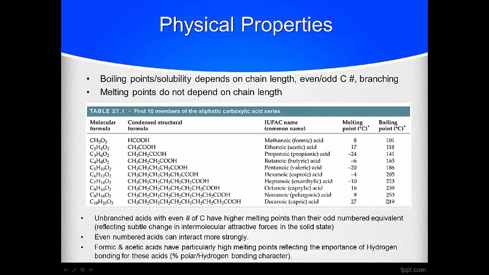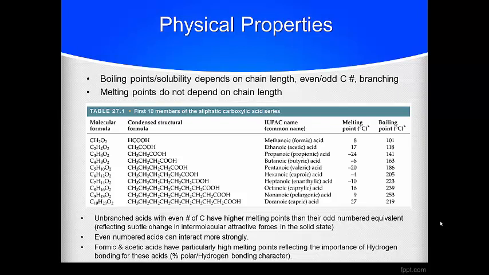Okay, so melting points do not depend on the chain length. You can see that there's an irregular pattern here. So unbranched acids with an even number of carbons have higher melting points than their odd numbered equivalents. Okay, and that's got to do with the intermolecular attractive forces in the solid state. Even numbered acids can interact more strongly, and formic and acetic acids have particularly high melting points, reflecting the importance of hydrogen bonding for these acids.